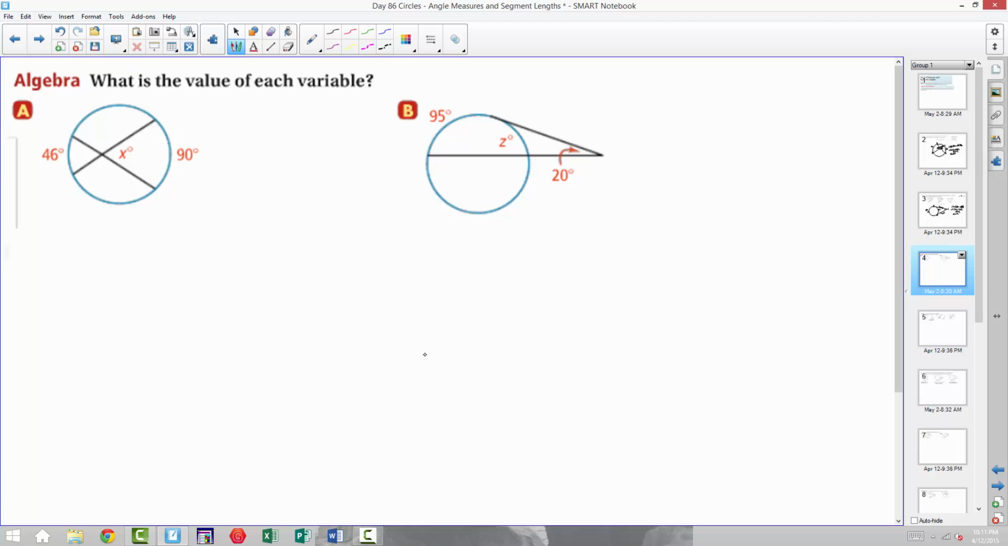So let's actually apply this for some more examples. So here you have two chords inside the circle intersecting that are not intersecting at the center of the circle. So I know that x is equal to the sum 90 plus 46 and then multiplied by a half. So 90 plus 46 is 136. So x is 136 times a half, which is the same as dividing by 2, which is 68. So x is 68.